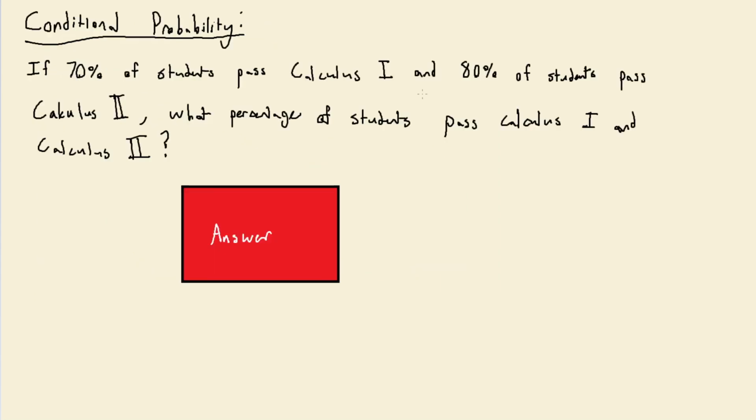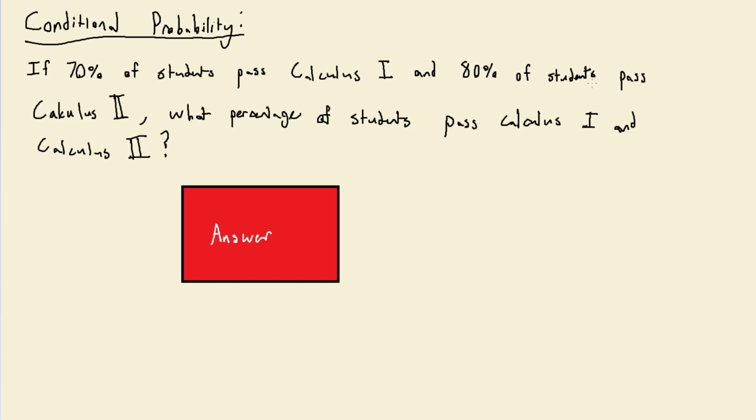Now, one of the last topics here is going to be that of conditional probability. And in order to introduce this, I have a challenge problem here on the screen. It says if 70% of students pass Calculus 1 and 80% of students pass Calculus 2, what percentage of students pass Calculus 1 and Calculus 2? I encourage you to pause the video and think about this for a second. I have the answer hidden behind this red block here, but this is something worth thinking about. So hopefully you've done that.